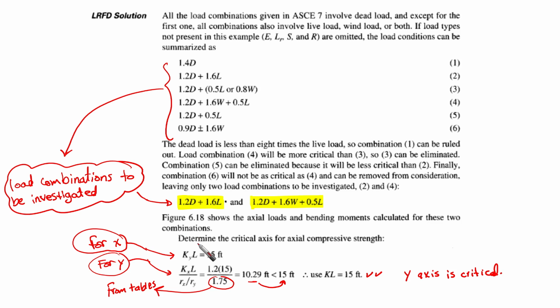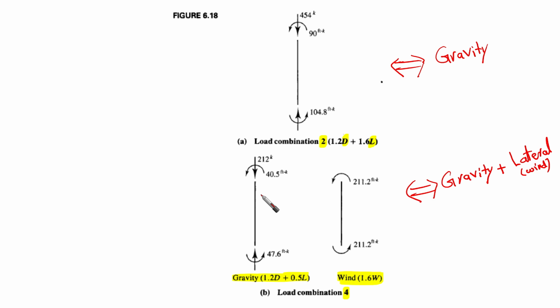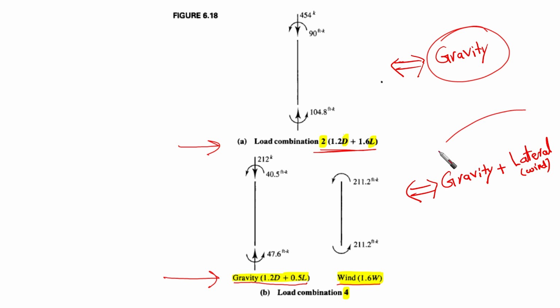First of all, we need to show the composition of the loads for each load combination. That's an important issue. Here, this is load combination number 2, gravity load, and this is load combination number 4, which is gravity loading and wind loading. So we need to have this kind of understanding.